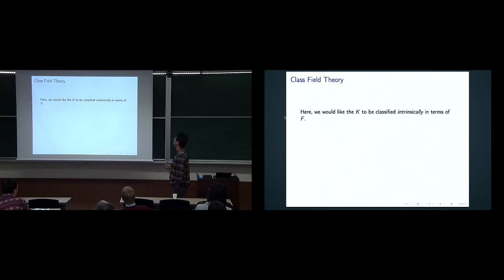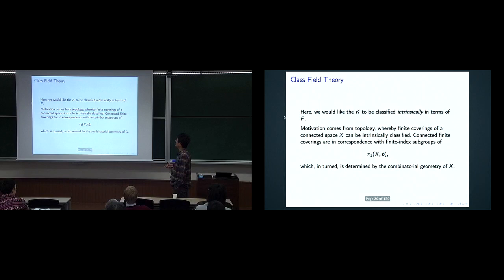Furthermore, the idea generally in class field theory is that these K's that lie above F should be classified intrinsically in terms of F in some suitable sense. So here I'll go back to this picture. If you're given F, you're trying to classify the possible K's that lie above F, and somehow you should be able to describe the possibilities intrinsically in terms of F. And this is the program of class field theory in many ways. Now, what we mean by intrinsically, as with many other things I'm saying right now, one can take in a very vague sense, so you shouldn't be too rigid about it. Nevertheless, there is a guiding principle: a lot of the motivation for what this intrinsically might mean does come from topology.